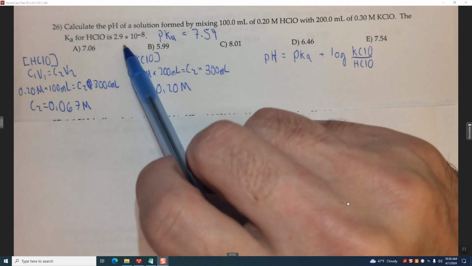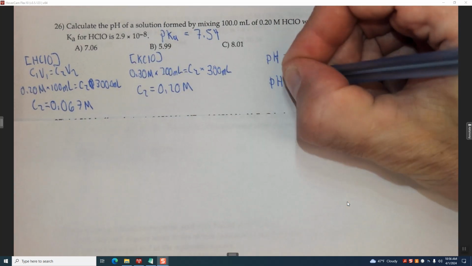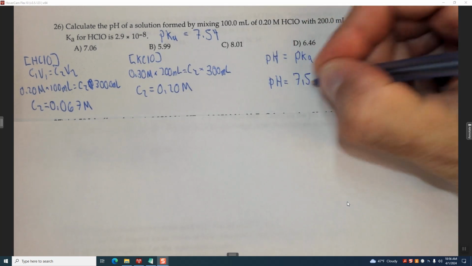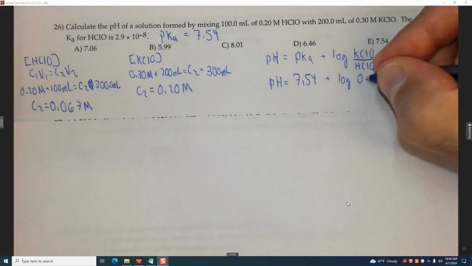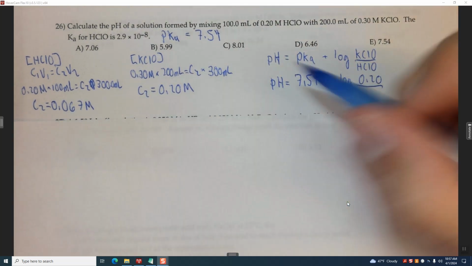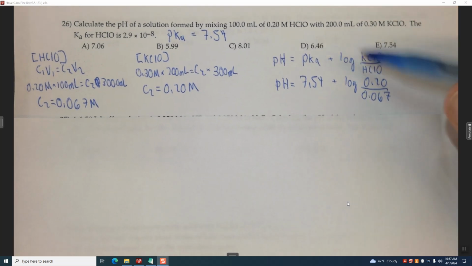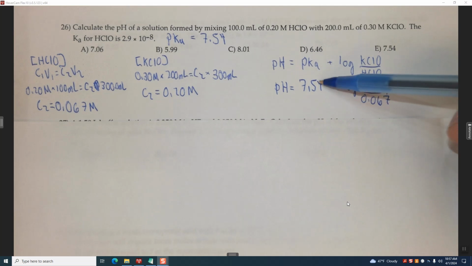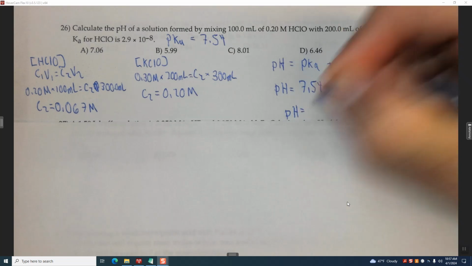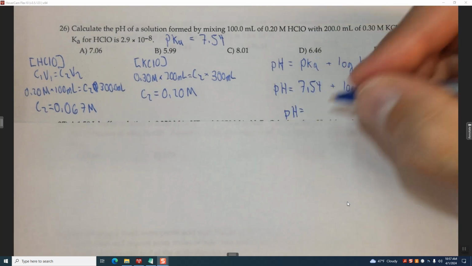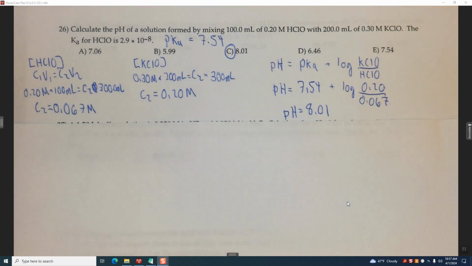So again, we had to find the pKa by taking the negative log of the Ka. The pH equals the pKa, which is 7.54, plus log of KClO concentration, 0.20, divided by HClO concentration, 0.067. Note that the pH has to be higher than 7.54. Why? There's more base in the solution than acid. So when we do that, we get that the pH is equal to 8.01, which is choice letter C.